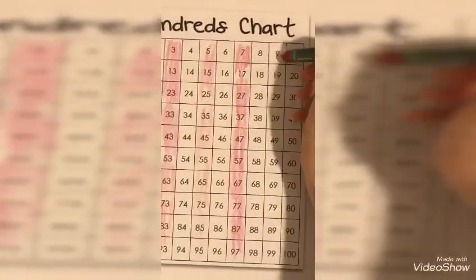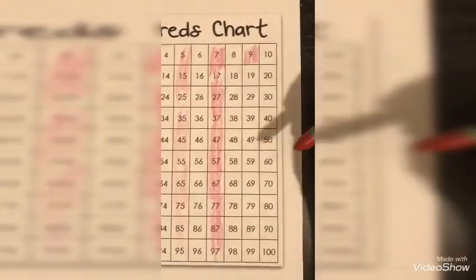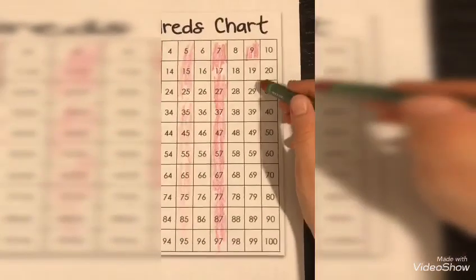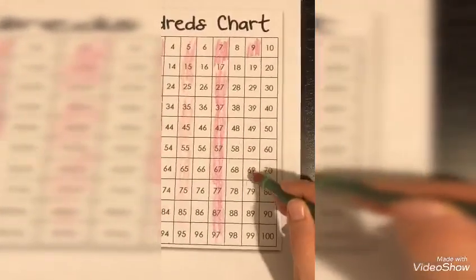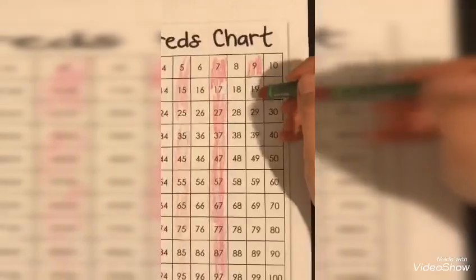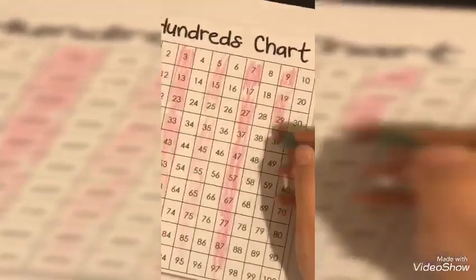Number 9 also. Number 9 is an odd number. And all the numbers that end with 9, you see? All of these, we have to color them red because all of these numbers are odd numbers.